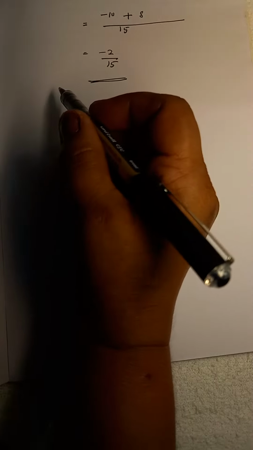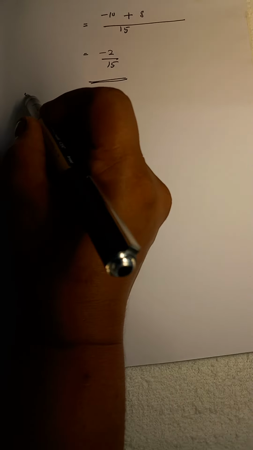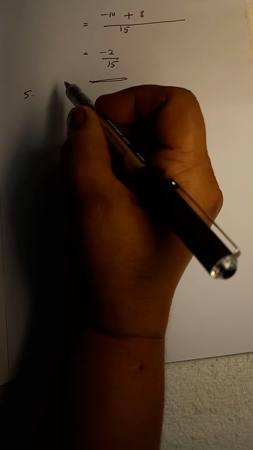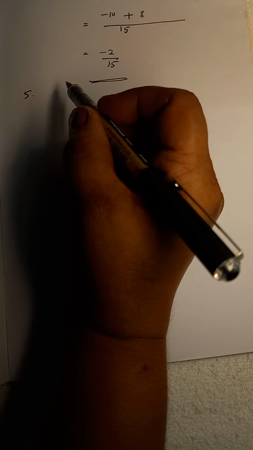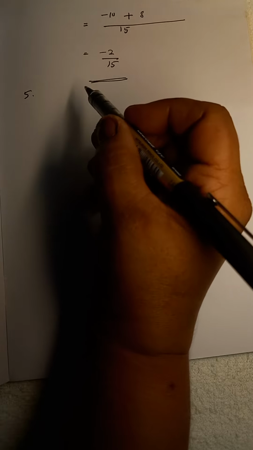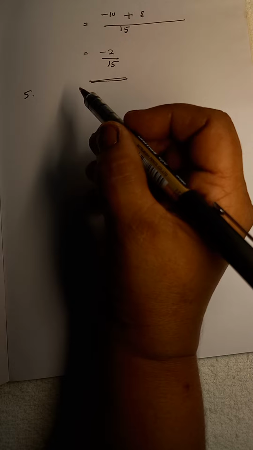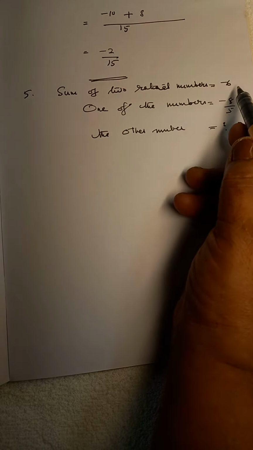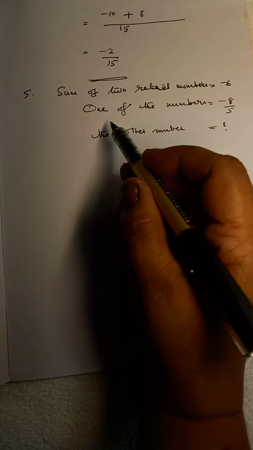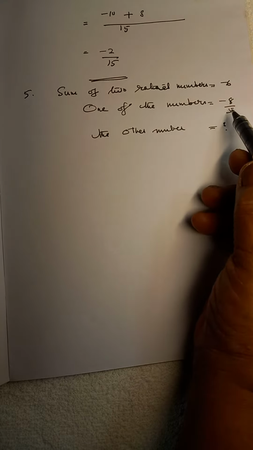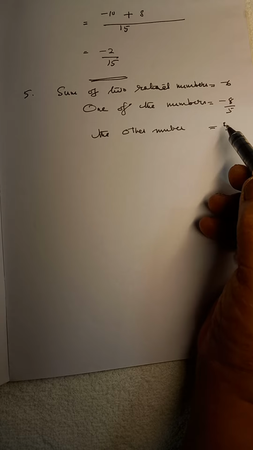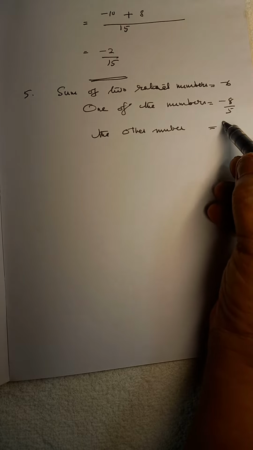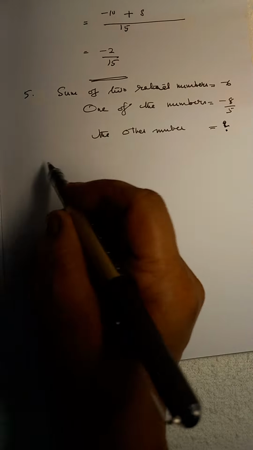Now the next question is the fifth one. The sum of two rational numbers is minus 6. If one of them is minus 8 by 5, find the other. Now we can write the statement as sum of two rational numbers is equal to minus 6. One of the numbers is equal to minus 8 by 5. The other number is equal to question mark. That is, we have to find out. Now we can form the equation.